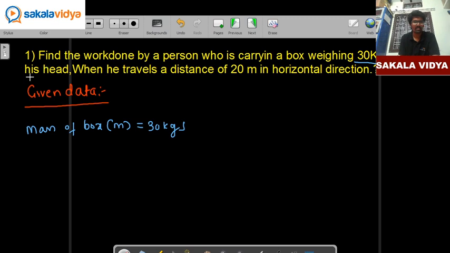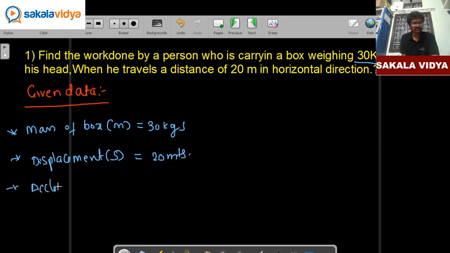Next, over his head when he travels a distance, so what is the displacement made by the person? Displacement S is equal to 20 meters. I think you know acceleration due to gravity, 9.81 meter per second squared. So what we have to find here? Work done.